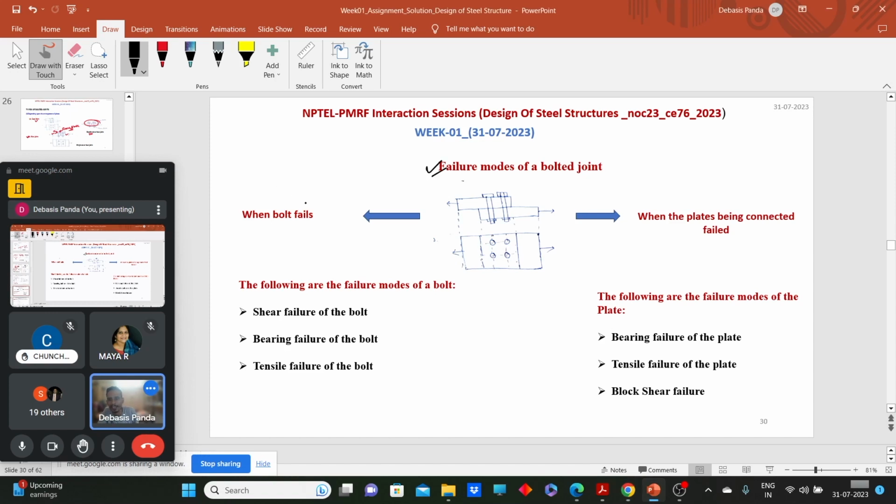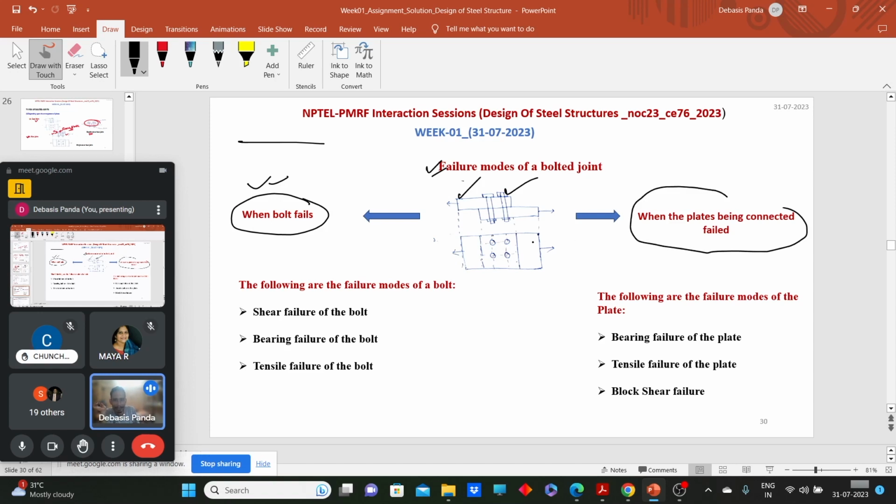My joint is made up of plates and bolts, only two things: one is the steel section, one is the fastener. So either the bolt can fail, or the plate can fail. If that plate fails, our connection will fail. So two kinds of failure can occur: one where the bolt fails, and one where the plate fails. The bolt can fail in shear because we are dealing with the bearing type of bolt.